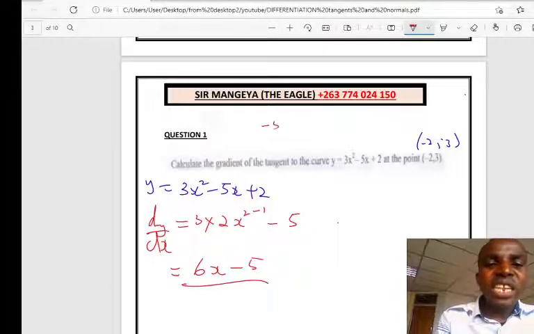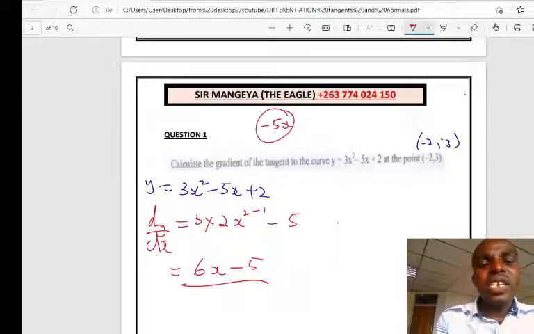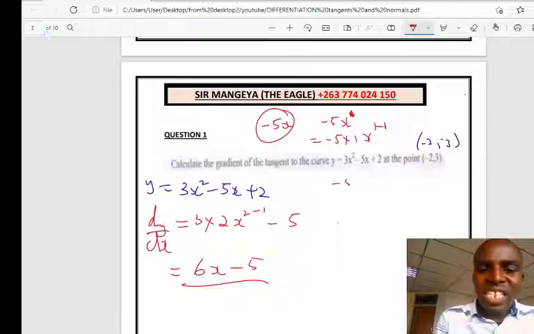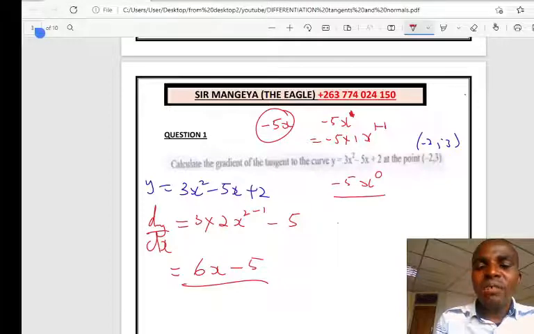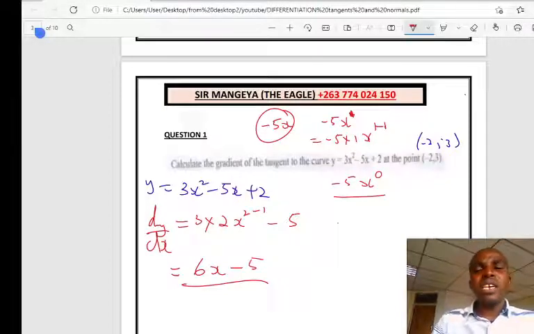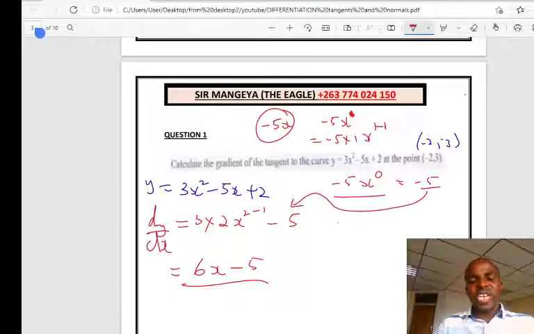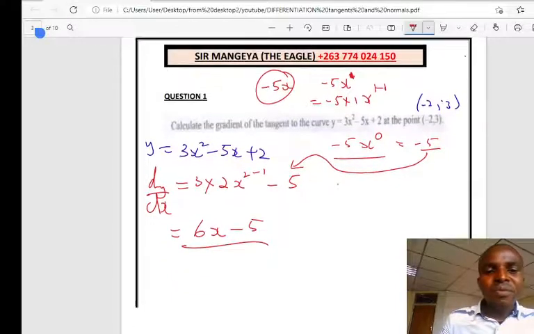Remember differentiation of minus 5x. You say it's minus 5x to the power 1. When there's no power, it's 1. So based on this, it's minus 5 times, bring down 1, then x to the power 1 minus 1. It will be minus 5 x to the power 0. Then minus 5 times x to the power 0, which is 1. Minus 5 times 1 is minus 5. So that's the minus 5 here. Just as a recap, for you to remember.